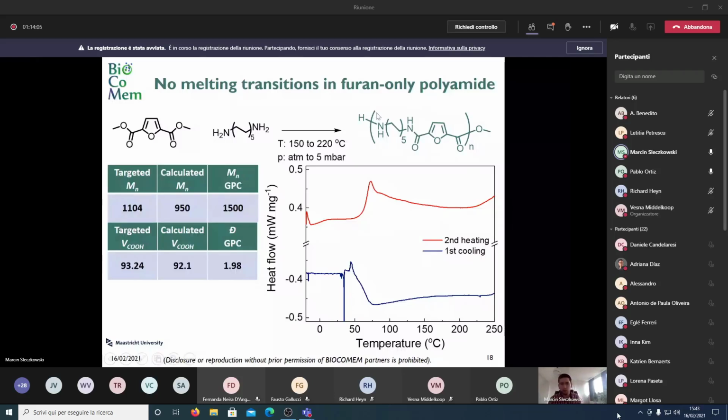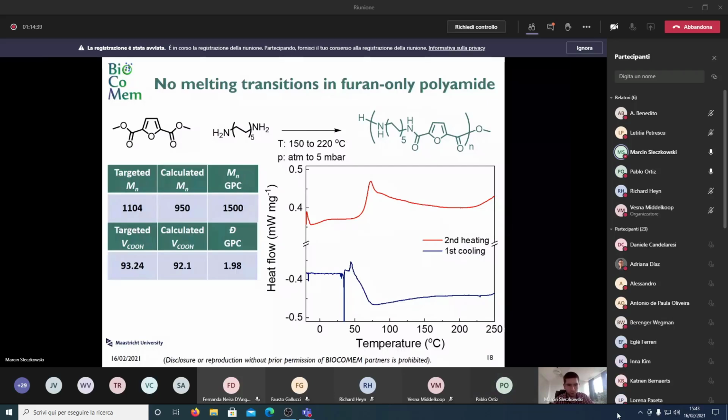That's of course a minority, but they are still there, and they will be acting as a chain stopper in our later steps. So we are currently also working on post-modification reactions that will remove this amine group from the end of the chain, so it will not act as a chain stopper.